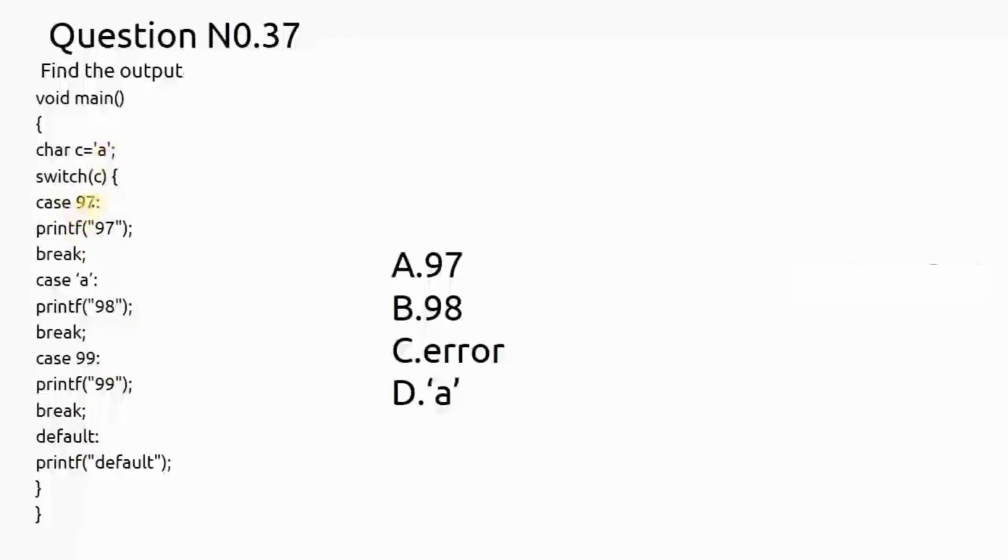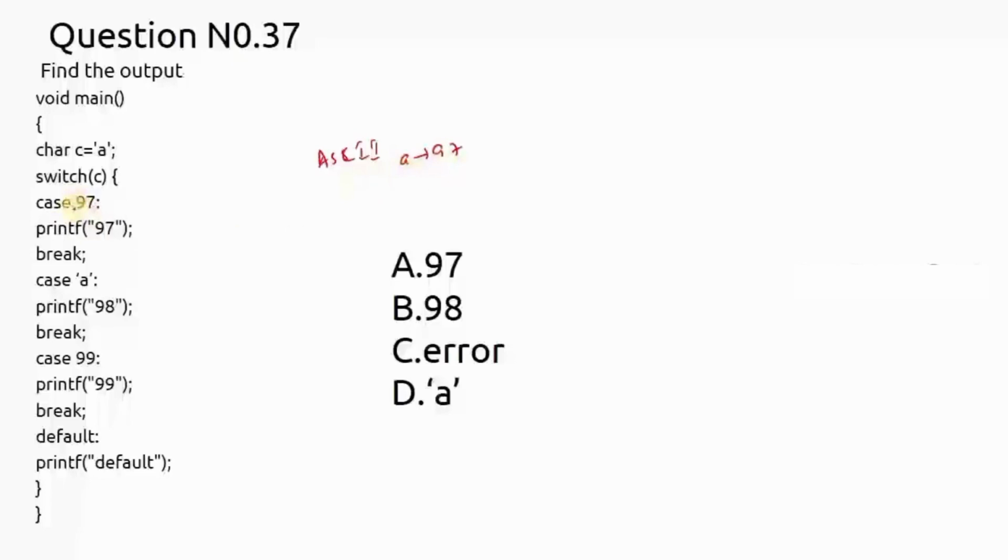Case 97: whenever it considers the value 'A' in single quotes, it takes the ASCII value of A. So what is the ASCII value of A? The ASCII value of A is 97. Case 97 it will consider as 97, and also here case 'A' is there. So what is the output? 98? Of course, case 'A' has to execute and print 98, but here you can see case 97 is there. 97 means indirectly it is the ASCII value of A.